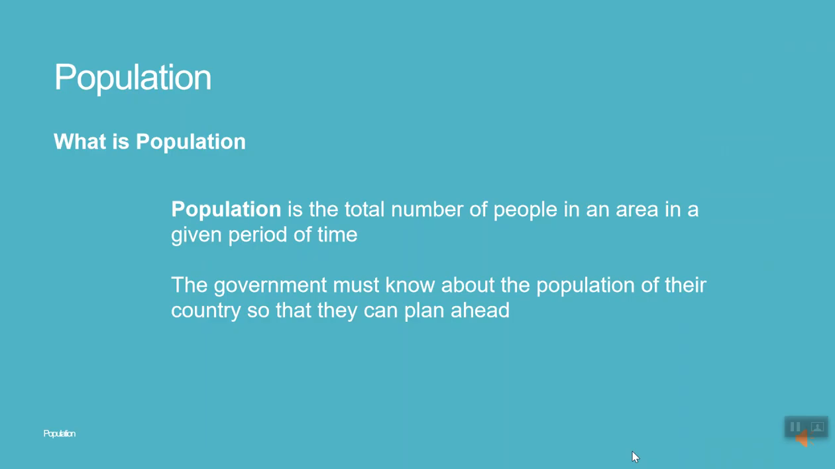Population is the total number of people in an area in a given period of time. The government must know about the population of their country so that they can plan ahead.